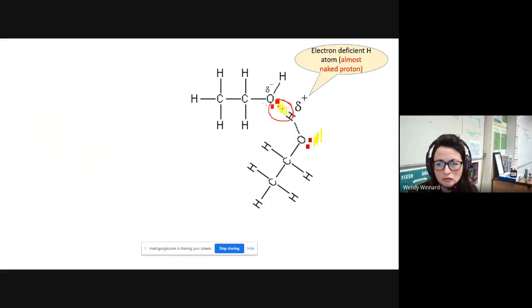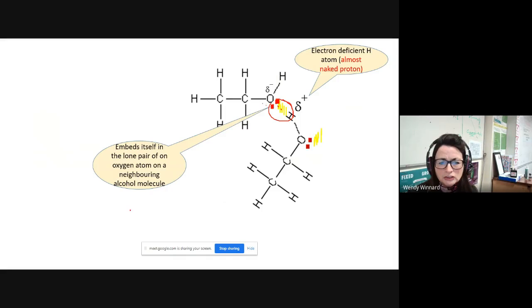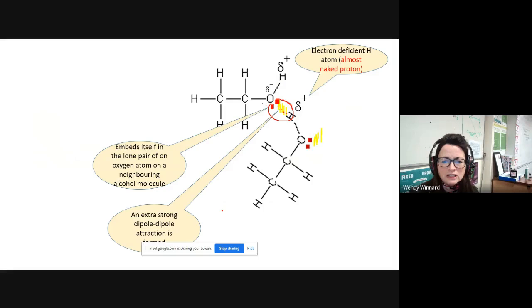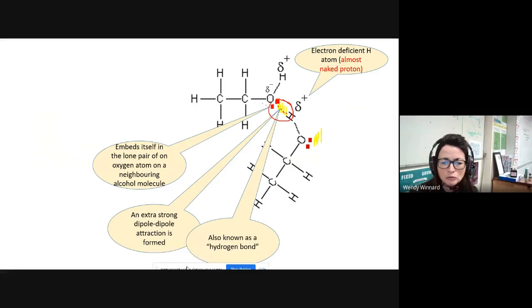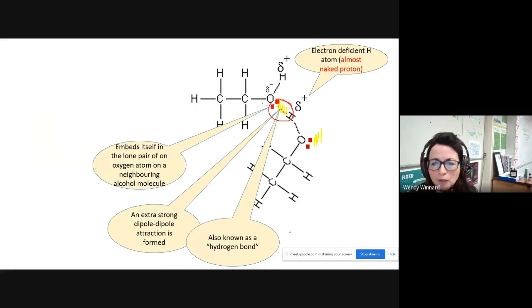And that extra strong intermolecular force of attraction arises as the hydrogen embeds itself in the lone pair of a neighboring alcohol molecule. This extra strong dipole-dipole attraction is much stronger than an ordinary permanent dipole, and it is also known as a hydrogen bond. Now, the word bond is really misleading because it's not a bond in the conventional sense of a covalent bond or a dative covalent bond. It's much weaker, but it's stronger than an ordinary permanent dipole.